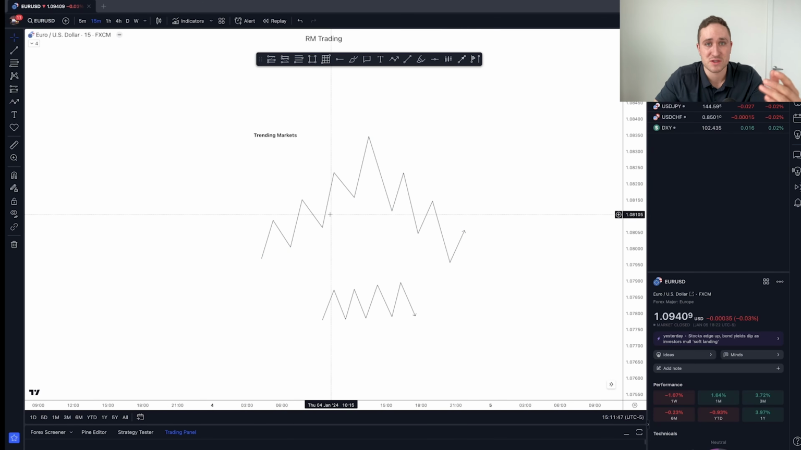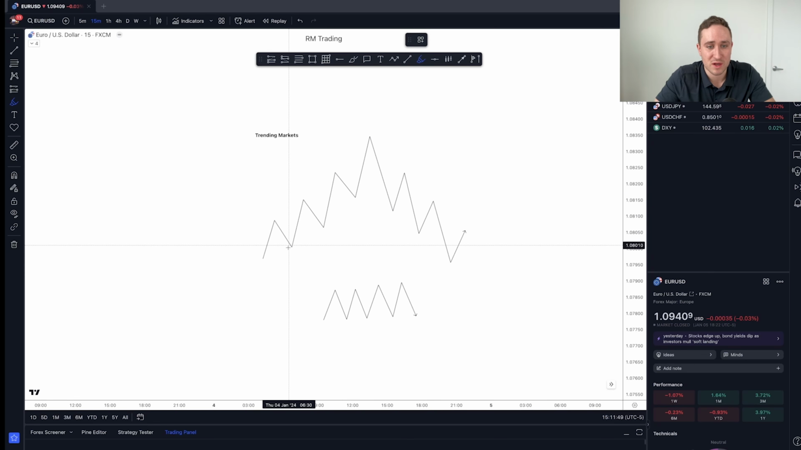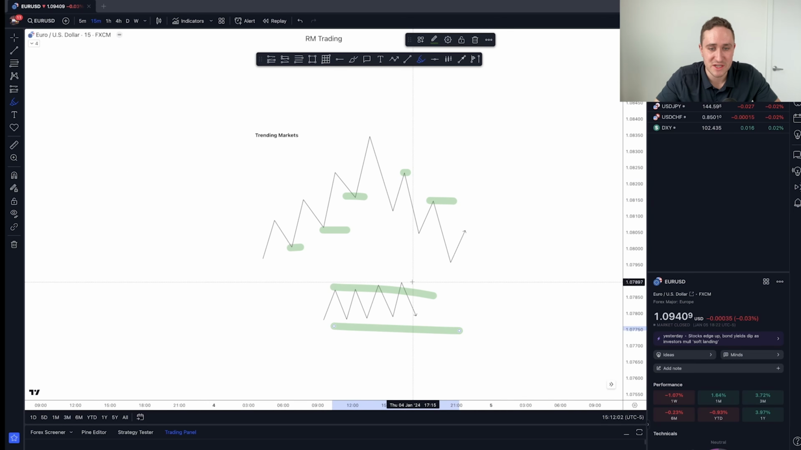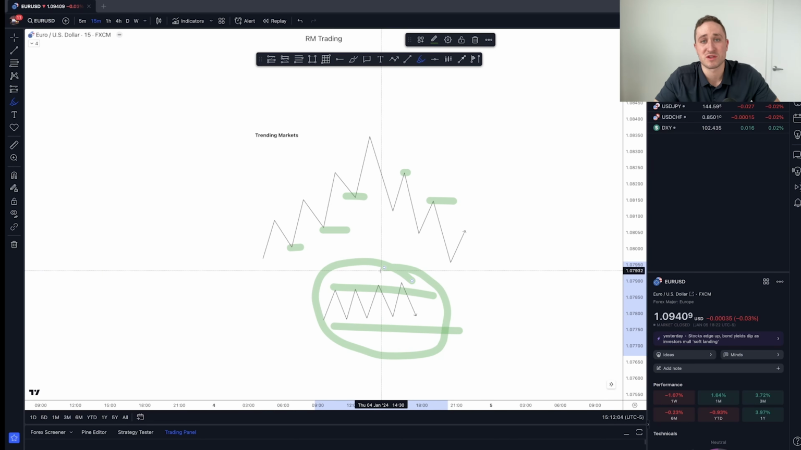When we think the market is going to be moving up, we want to look to enter when the market is making that higher low, right? When we want to sell, we want to be looking to enter when the market is making that lower high, right? Just like this.